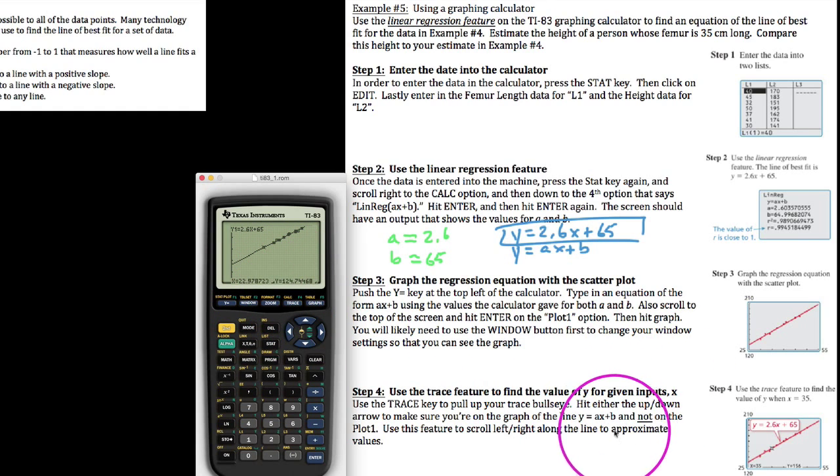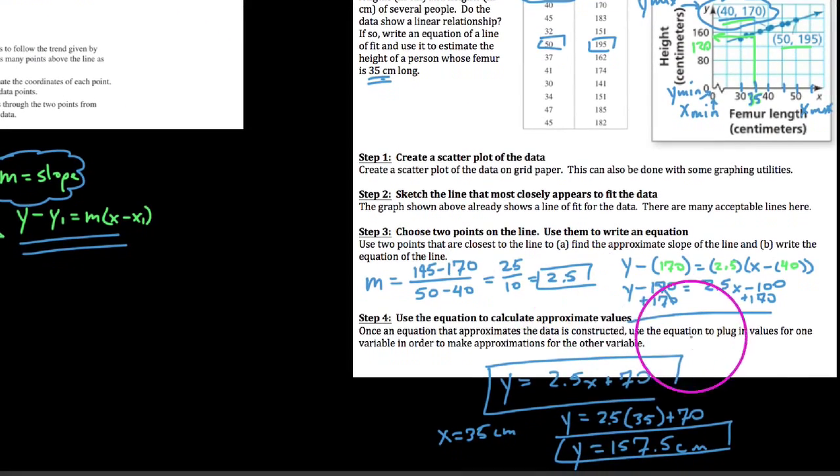The question we are trying to answer is this: if a person has a femur that is 35 centimeters long, approximately how tall are they? So we're going to do this in 2 methods. One is we're going to scroll over to about where we think 35 would be for an x value, getting as close as we possibly can. Close to this, I can see about 156.27 centimeters. Not bad, considering that our approximate line here gave us about 157.5.